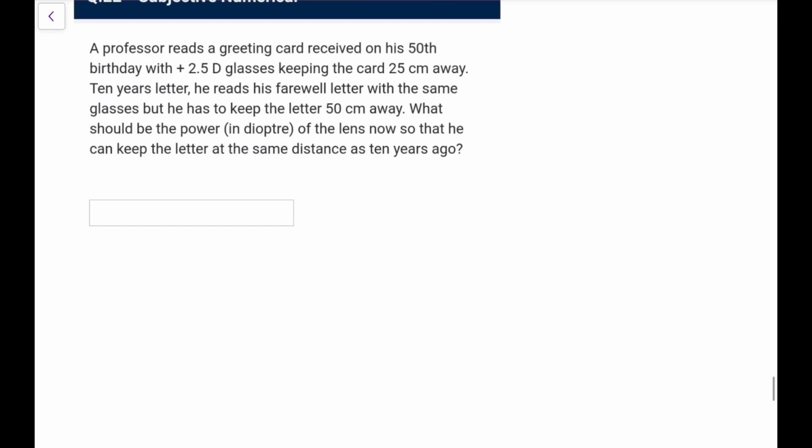Next, a professor reads a greeting card received on his 50th birthday with 2.5 D positive glasses, keeping the card 25 cm away. 10 years later, he reads his farewell letter with the same glasses, but he has to keep the letter 50 cm away. What should be the power of the lens now so that he can keep the letter at the same distance as before?